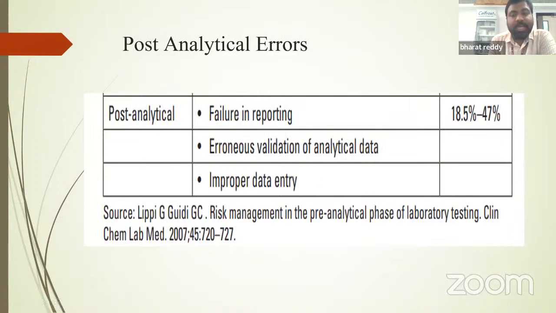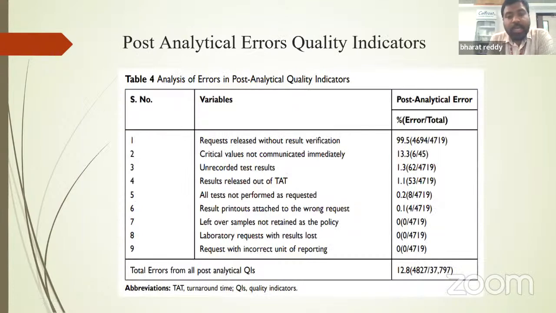And coming to the post-analytical errors. Most of the post-analytical errors are failure in reporting, erroneous validation of analytical data, and improper data entry. So what are the quality indicators to measure these post-analytical errors? These are the various types of quality indicators for analysis of post-analytical errors.